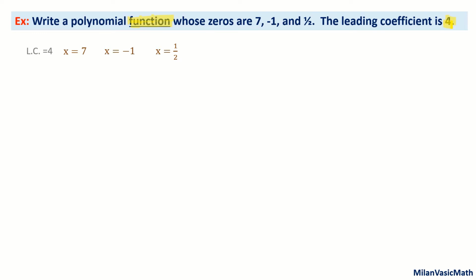If 7 is a 0, then the factor will be x minus that value, x minus 7. X minus -1, x plus 1, and x minus 1/2. If we do all that, that'll give us a leading coefficient of 1. So to make it a leading coefficient of 4, we just multiply the entire thing by 4. So that's where that 4 comes from.